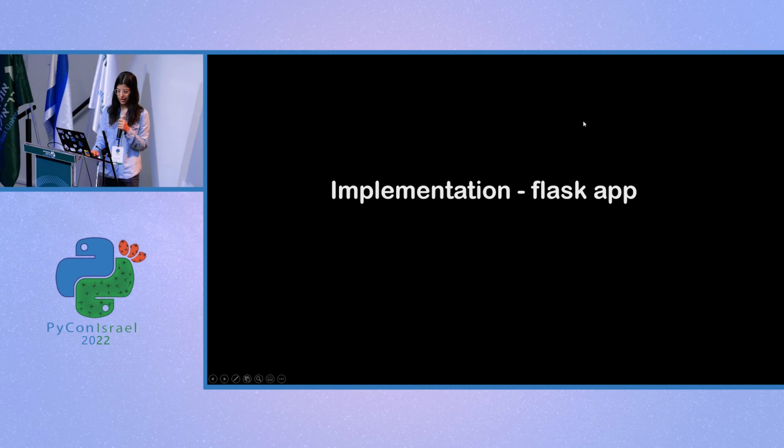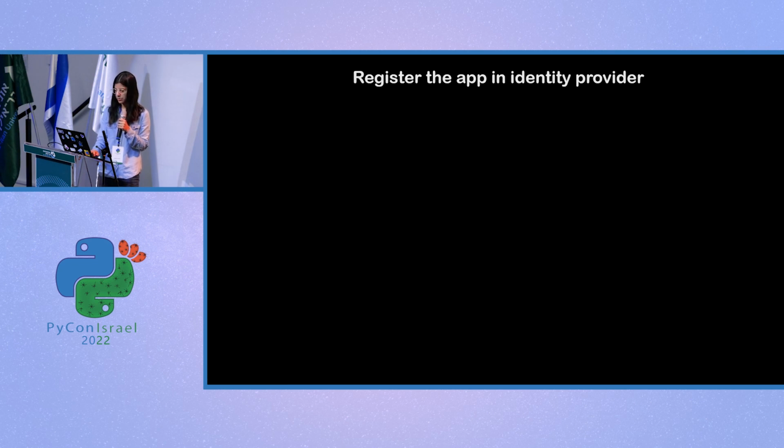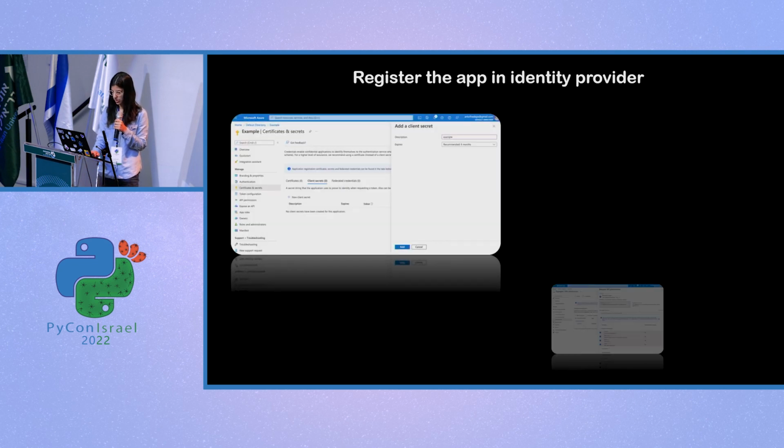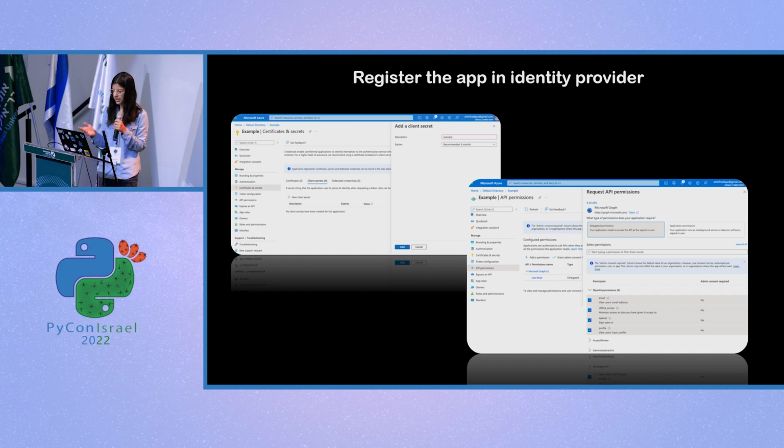Now let's implement it in a Flask app. So first, we need to register our app in the identity provider portal. In my case, I used Microsoft as an identity provider. So you can see here examples of screenshots which I used in order to register my app. In the first screenshot, I just generated a secret. And in the second screenshot, I granted my app permissions to access on behalf of the user. And of course, there are lots and lots of screenshots, but this is documented enough. So I will give links in the end.